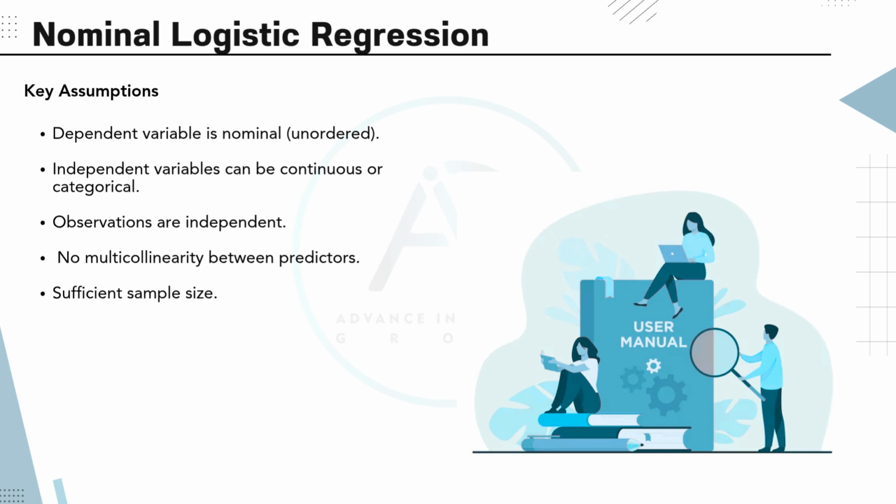Finally, we need a reasonably large sample size to ensure stable and reliable estimates. Ideally, each category of the dependent variable should have enough representation. Remember, violating these assumptions can lead to incorrect conclusions, so it's always best to check them before running the model.